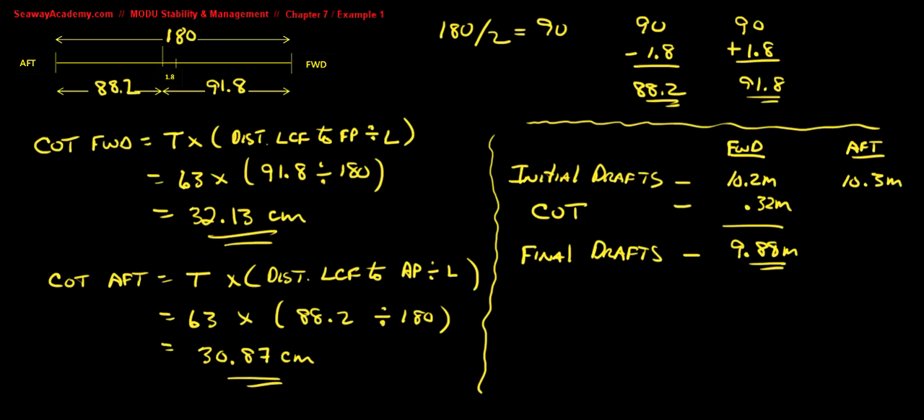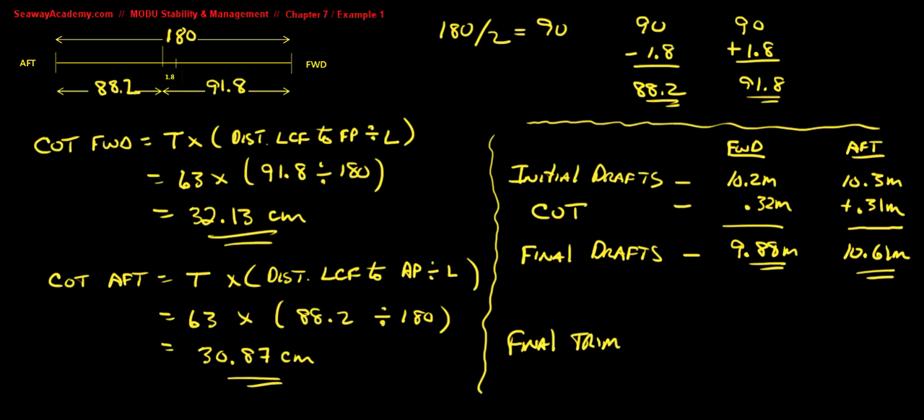Our initial draft aft was 10.3 meters. We apply our change of trim that was converted to meters, so it's 0.31. We add it. So our final draft aft is 10.61 meters.